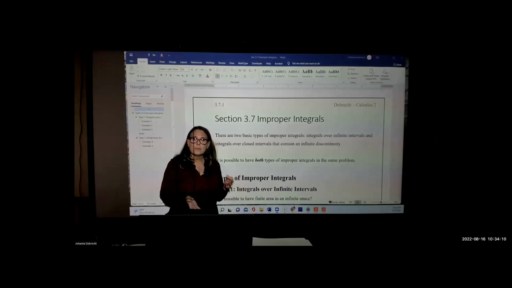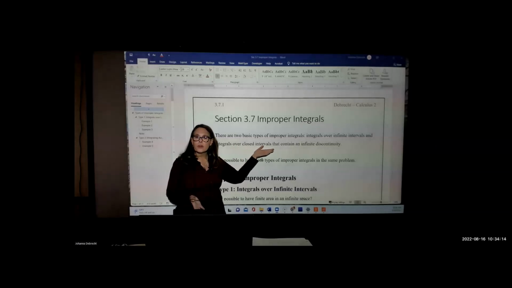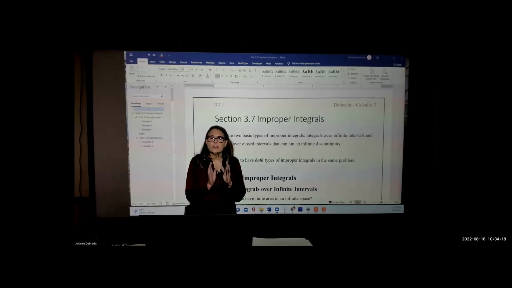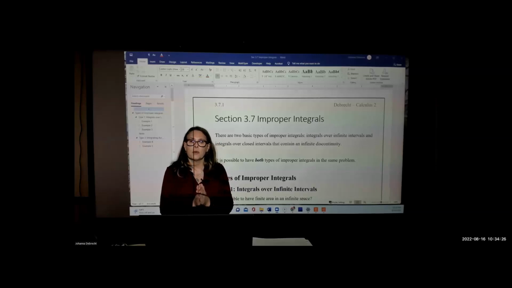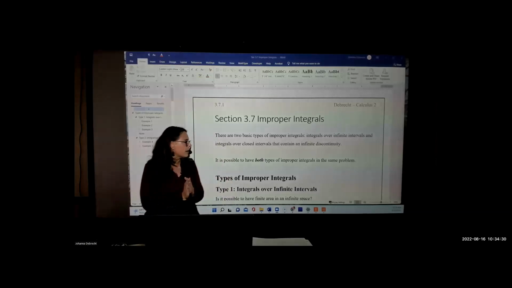The second type is much more difficult to identify. This is when you're integrating over an interval, and in that interval is a value that causes the integrand to be undefined. In other words, you have an infinite discontinuity, something that causes the denominator to be 0 inside the interval over which you're integrating.